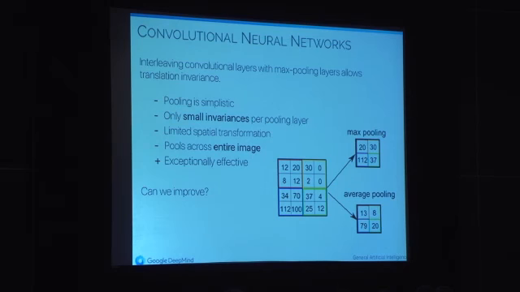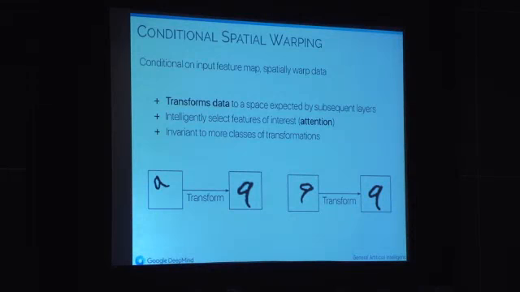And I think what I really thought we were missing is this conditional spatial warping. That is, conditional on your input image, can you allow your network to spatially warp and transform the data? And the reason why you might want to do that is that means your network can transform the data into a sort of normalized space, which is more expected by the subsequent layers of the network. Another nice thing about this, if you can do conditional spatial warping, is that you can then intelligently select features of interest, i.e. do attention, and so hopefully your networks can be invariant to more classes of spatial transformations.